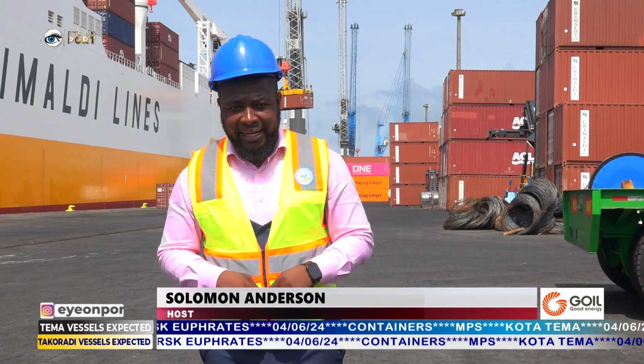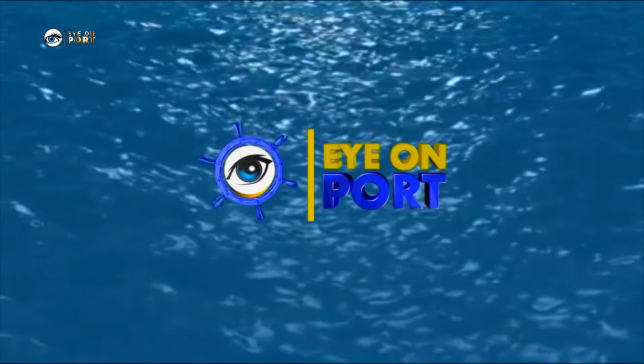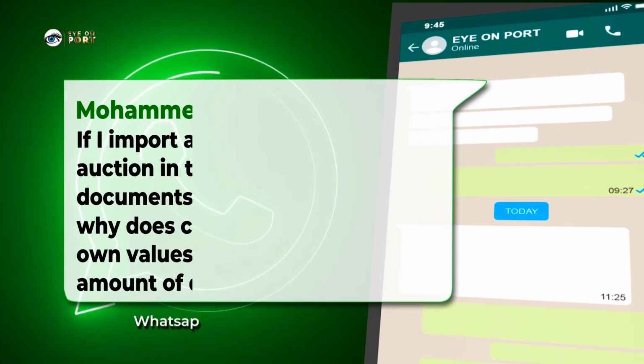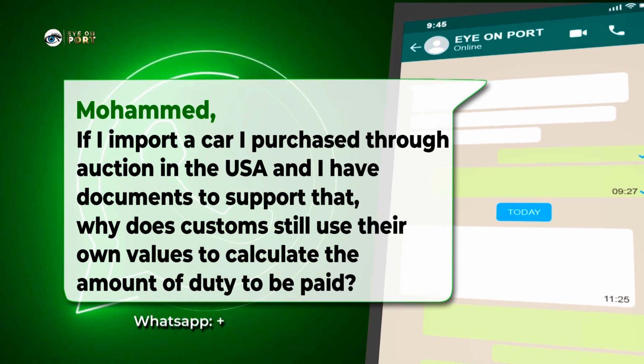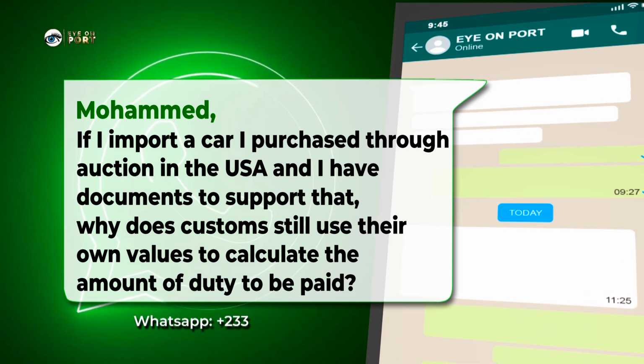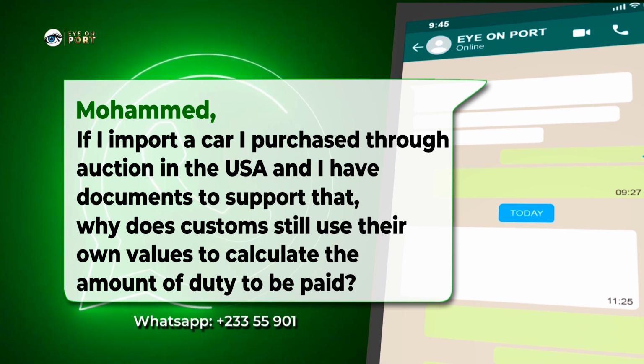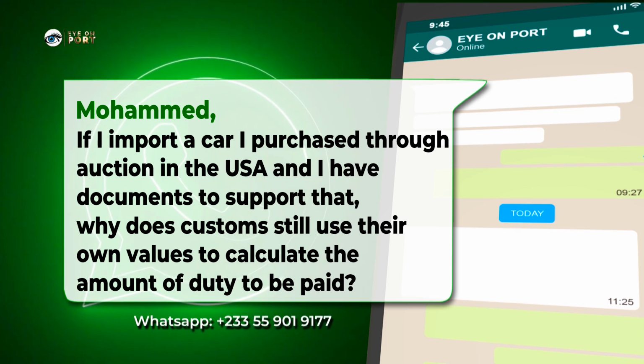We have your comments next. Hi, my name is Mohammed. If I import a car I purchased through auction in the USA and I have documents to support that, why does customs still use their own values to calculate the amount of duty to be paid? Well, Mohammed, according to customs, the legal provisions in Section 60 of the Customs Act do not permit customs to admit the vehicle using how much you bought it at the auction rate.